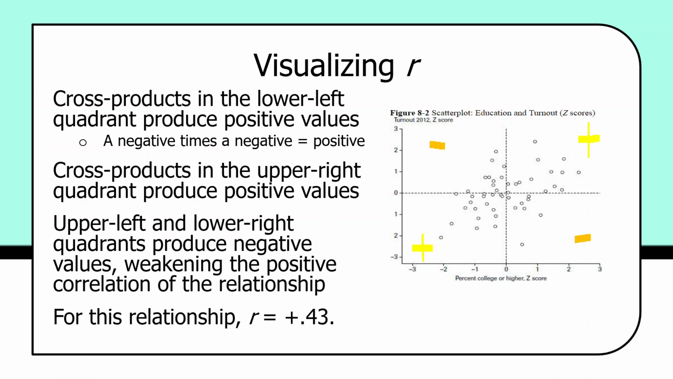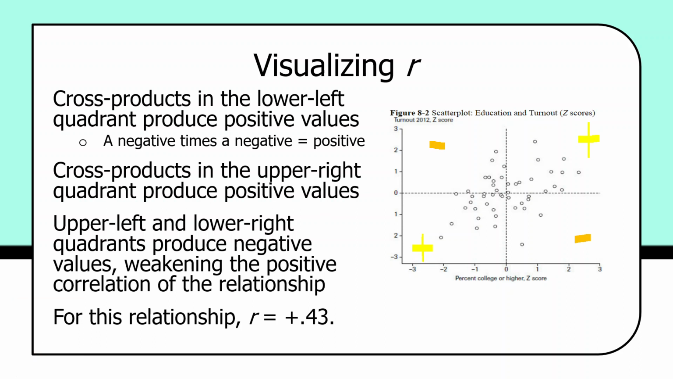For the relationship we just looked at, the Pearson's R is plus 0.43. We knew it was positive because of the way the scatter was arranged. So you can, in your mind's eye, think of a scale that ranges from -1 through 0 to +1. And this relationship is moderately strong at 0.43.